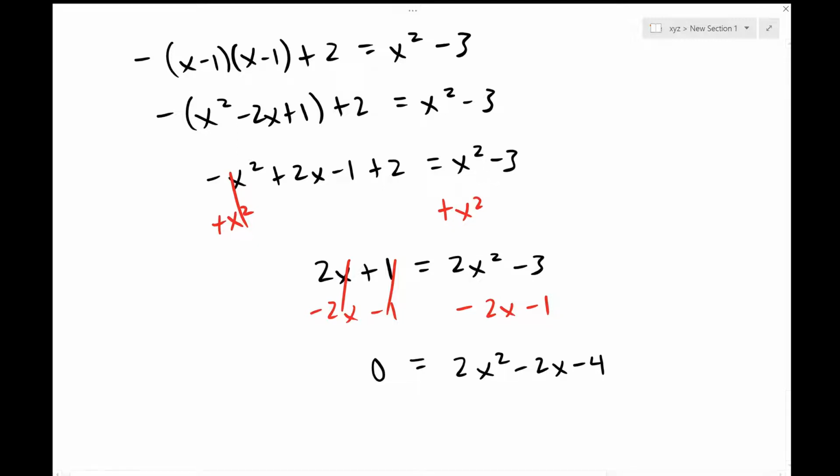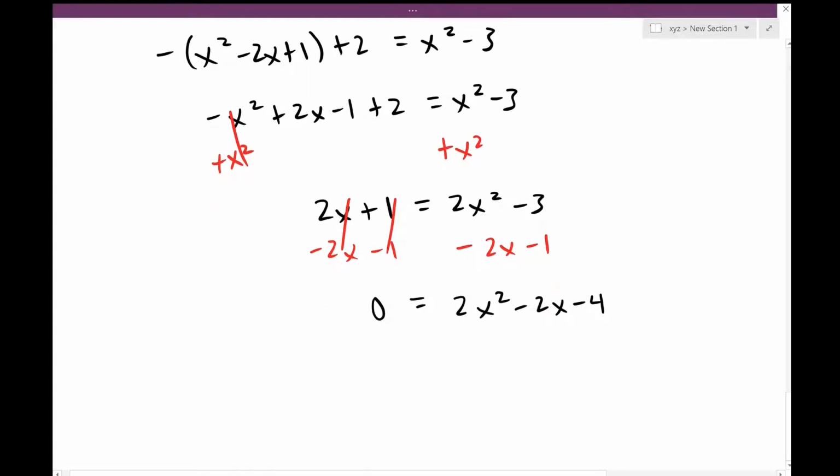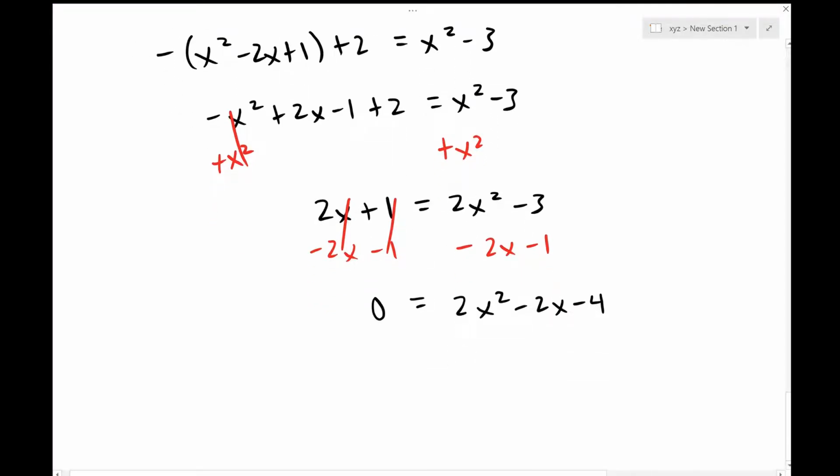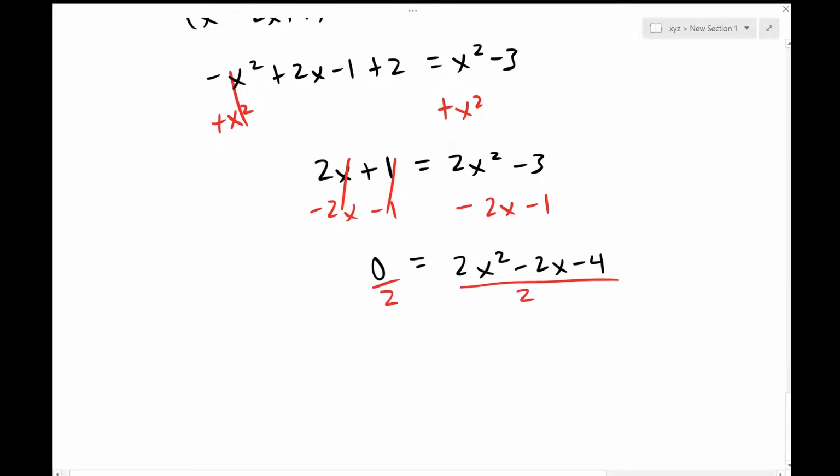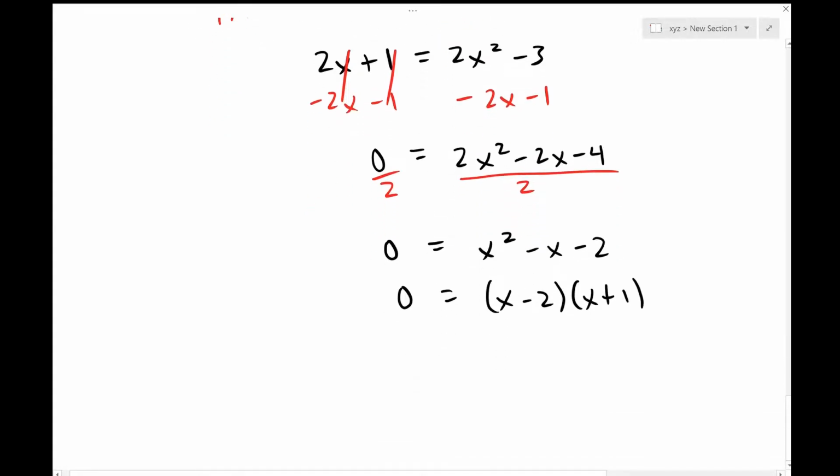Okay, now before I go trying to factor this or use the quadratic formula or anything like that, notice that all of the coefficients are divisible by 2. So I'm going to go ahead and divide everything by 2 to simplify the equation, make it easier to work with. So this will give me 0 is equal to x squared minus x minus 2. And then that way it should be very easy to factor. So we should have x minus 2 and x plus 1 here. And this will give us x equals 2 or x equals negative 1.